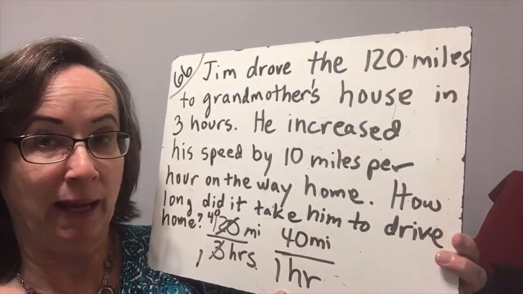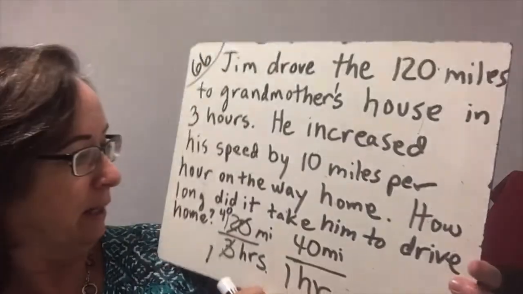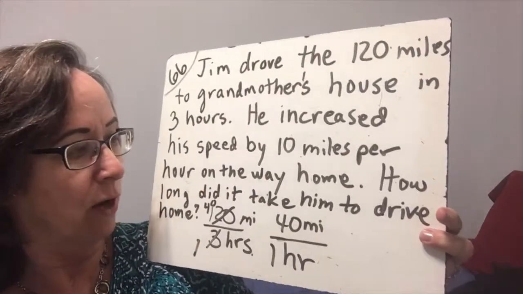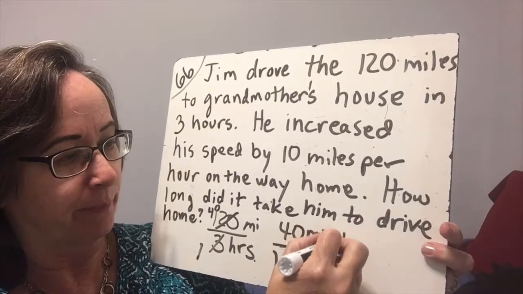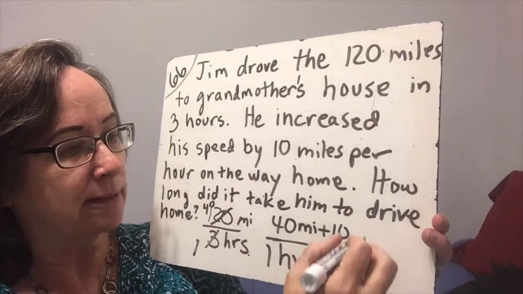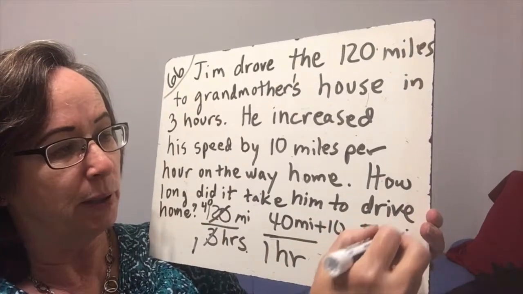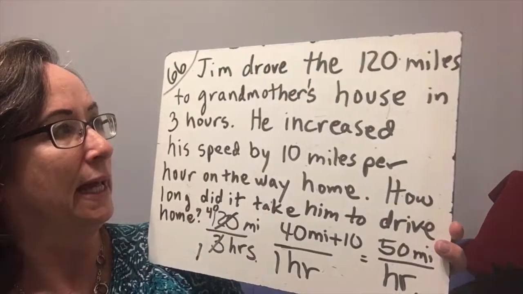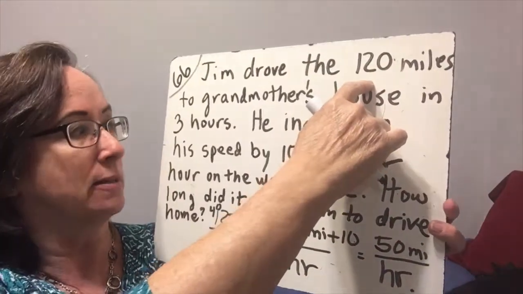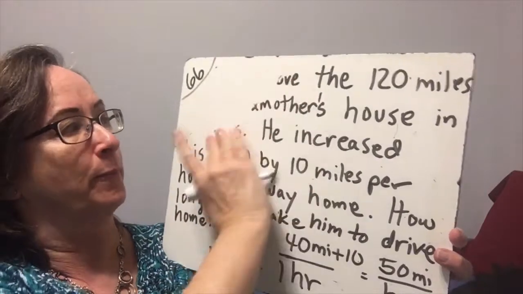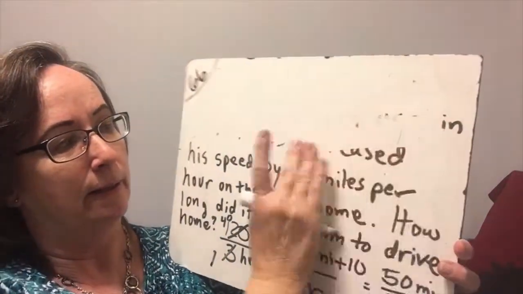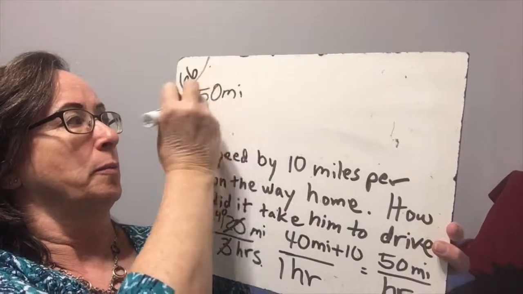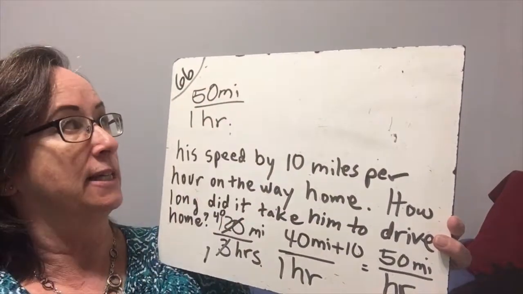And then, since we have this down to a rate that is every hour, then we're going to increase his speed. Increase means we're going to add to it. So we're going to add 40 plus 10 to increase his speed. And now he is going 50 miles per hour. Okay, so now how far does he have to go home? He has to travel 120 miles. So we'll go up here and grab some board, since we need some board. Okay, and he currently has 50 miles per hour that we have found out is his new rate.